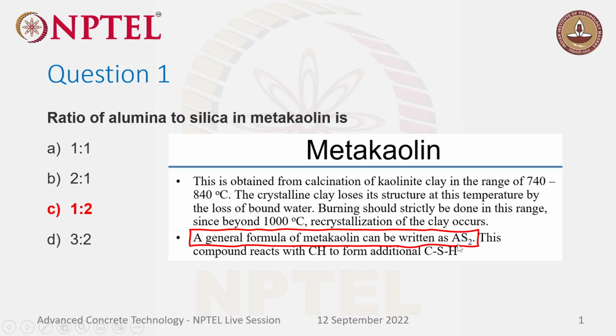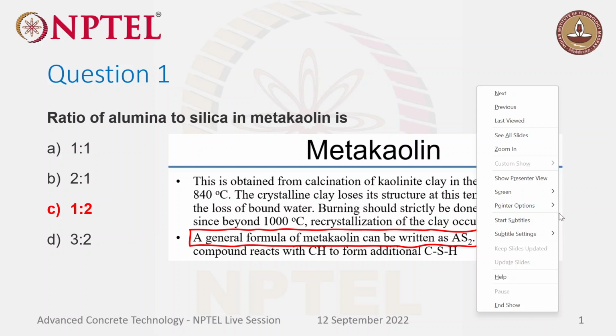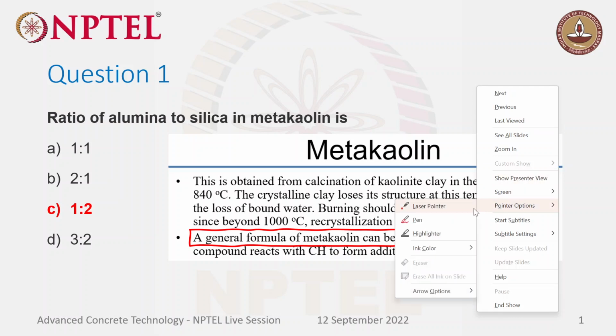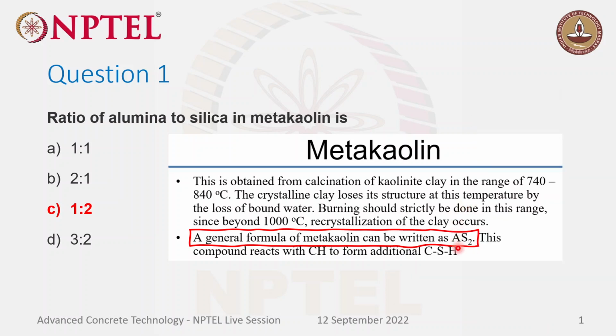When this metakaolin is added to cement concrete, we know that OPC hydrates to form CSH and Portlandite. There will be Portlandite particularly in the ITZ zone. So once we add this metakaolin, the reactive form of alumina and silica reacts with the Portlandite to form additional CSH.